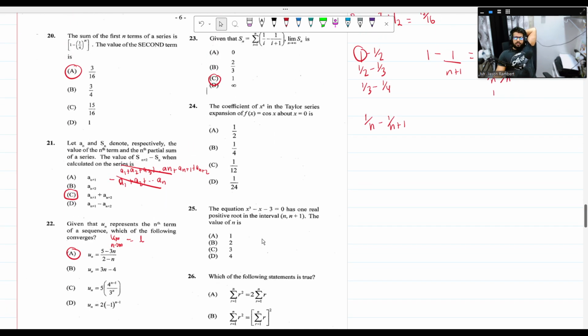The coefficient of x to the power 4 in the Taylor series expansion for f of x equals cos x about x equals 0. This is another repeat question. If I remember correctly, I think the answer for this would have been 1 over 24.